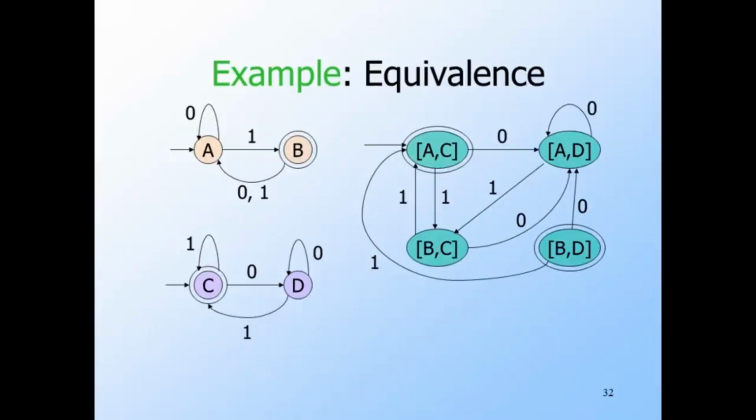Here's an example. AC is made a final state because in the original automata, C is final and A is not. Likewise, BD is final because B is final, but D is not. We now see that the two original DFAs are not equivalent. It happens that the final state BD is not reachable from the start state, so there are no strings that the orange automaton accepts, but the purple one does not. However, AC is also a final state, and it is obviously reachable from the start state because it is the start state. That is, the empty string distinguishes between the two automata. The empty string is accepted by the orange automaton, but not the purple one.